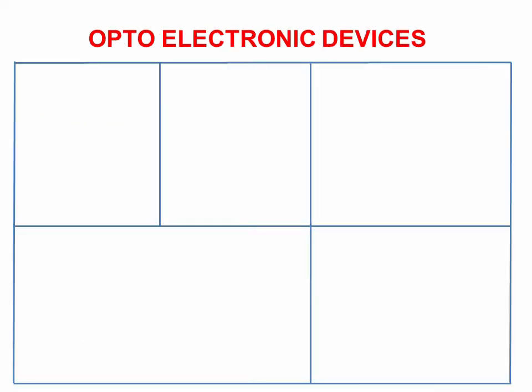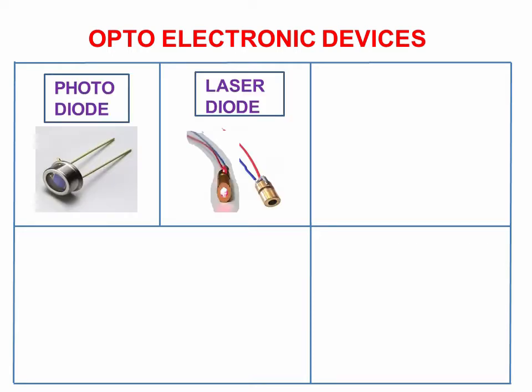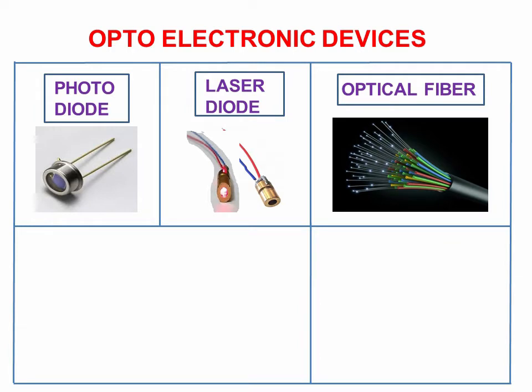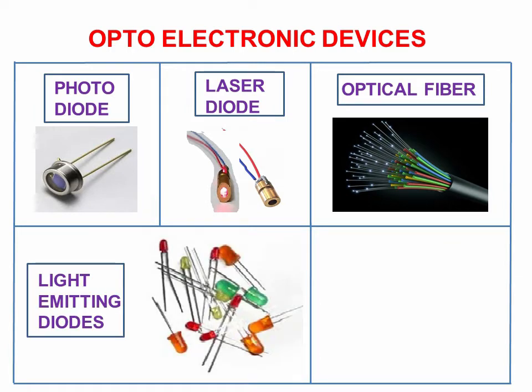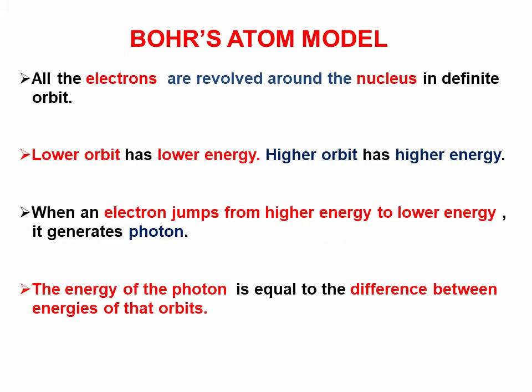Let us see some of the optoelectronic devices: photodiode, laser diode, optical fiber, light emitting diodes and solar cell. Before we enter into optoelectronics, we must know about Bohr's atom model, energy level, energy band, band gap and formation of p-n junction diode.